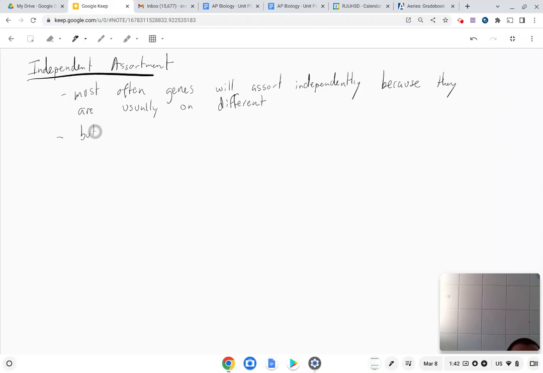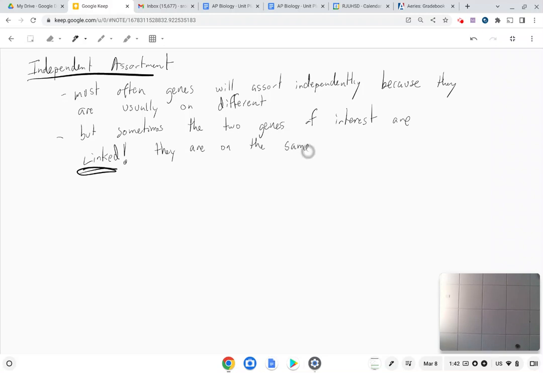But sometimes the two genes of interest are linked. Okay, so today you're going to learn about linked genes. Underline the word linked. They're linked. So what does that mean that they're linked? It means that they are on the same chromosome. Now this has some implications. I'm going to show you those implications here.